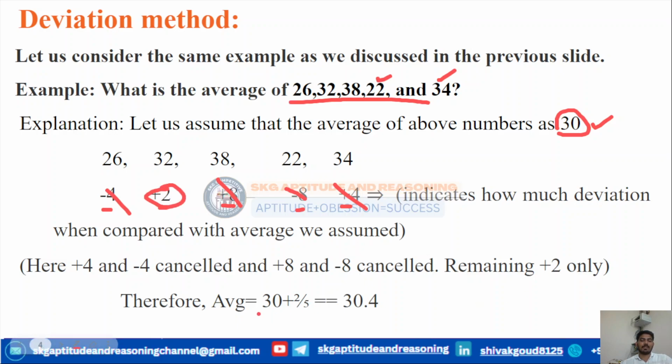So the assumed average is 30, and how much deviation am I getting here? +2 is the extra deviation, for 5 observations. So I need to write it like this: the assumed average plus the amount of deviation divided by the number of observations present in the problem. So it will be equal to 30.4.